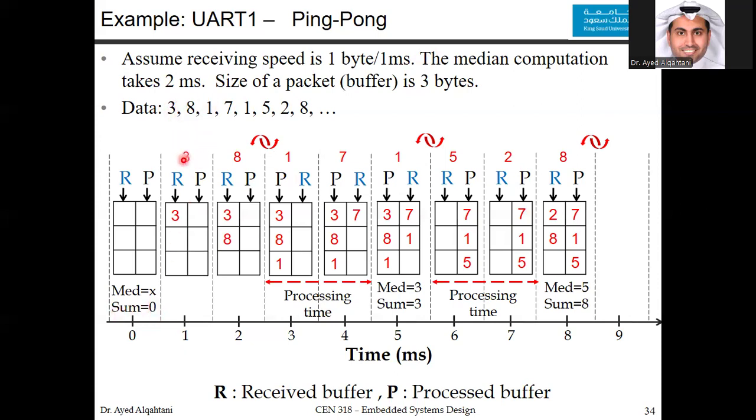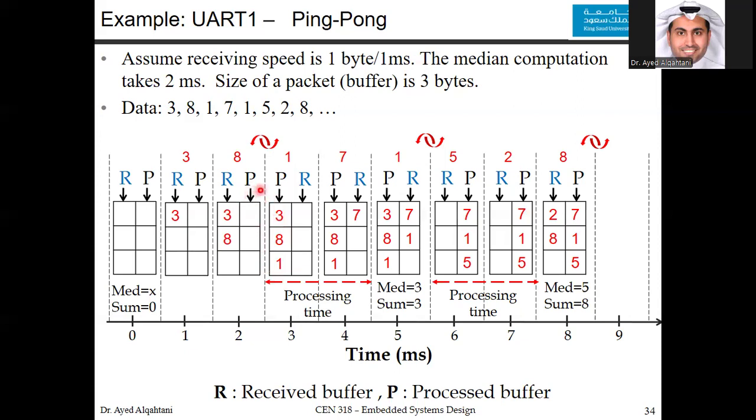Now, the first data came to you, which is 3. You put it in the receiving buffer. This is the time frame. This is at 0 milliseconds. At 1, you receive the 3. At 2, you receive the 8. Now at 3, you will receive the next data, which is 1. And now you are ready because you have a full batch of data. And at this point, you can start doing the processing.